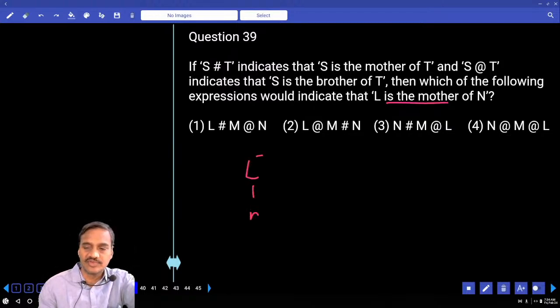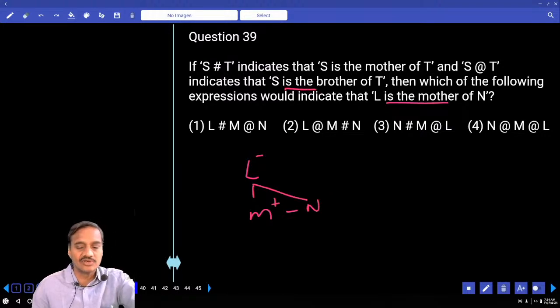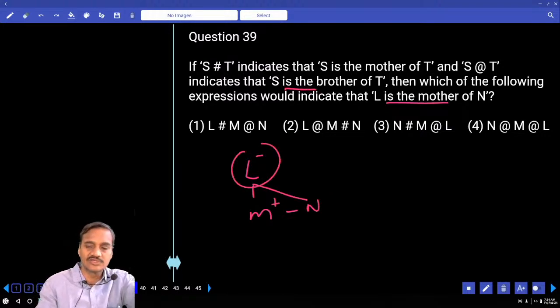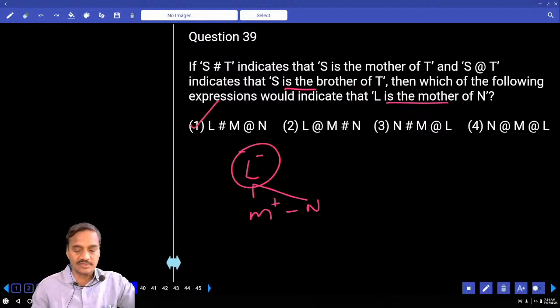M is the brother of T. M is the brother of N. That means M and N are the children of L. Now L is a female. Hence L is the mother of N. Are you getting or not? Hence with the help of choice 1, we are getting the answer of 39.